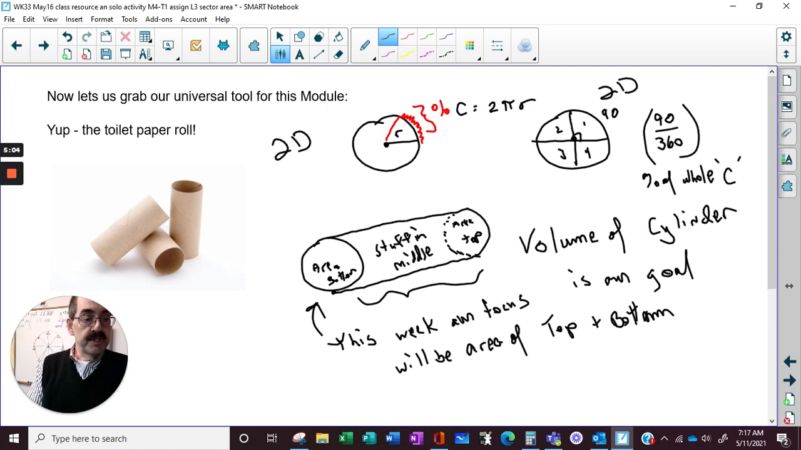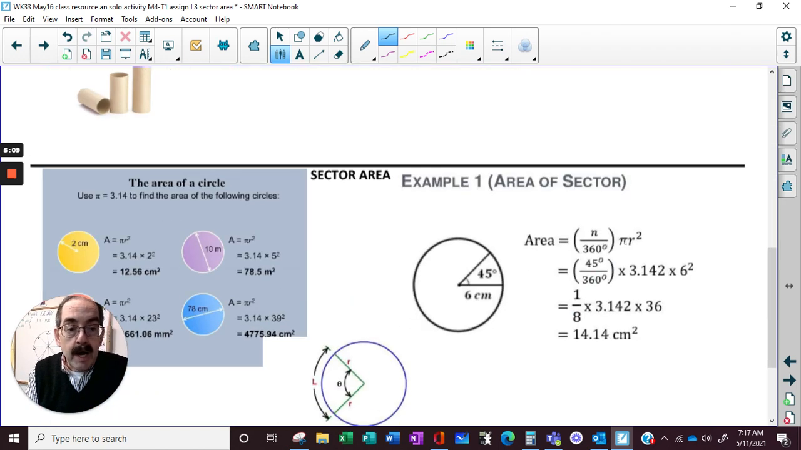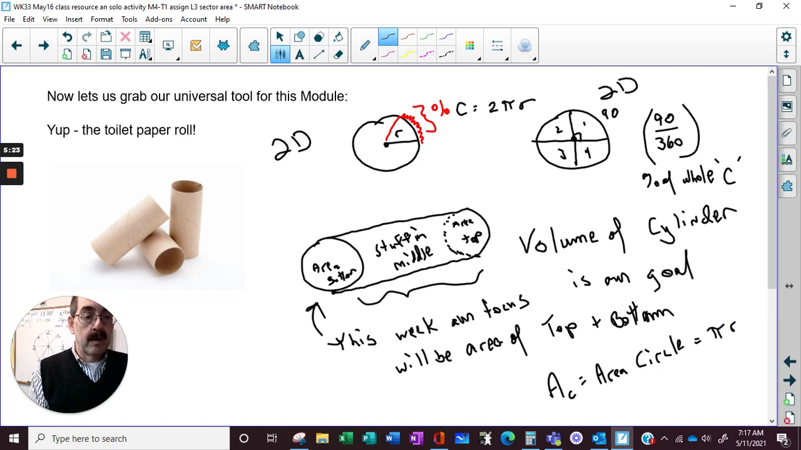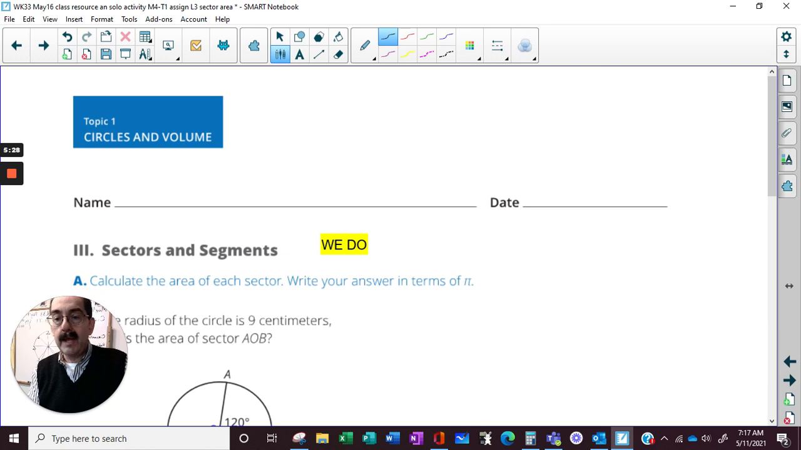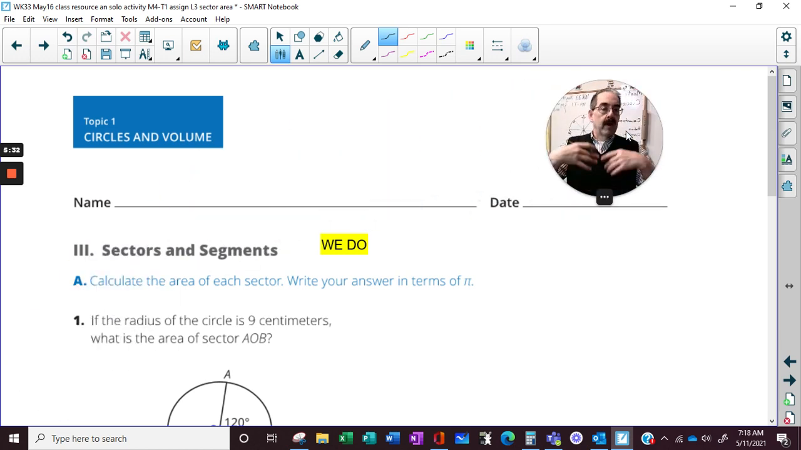And we can go to our cheat sheet. Area pi r squared. Area of a circle equals pi r squared. All right? Let's get started. Again, we have our we do, you do, I do, and then we'll have our handouts.